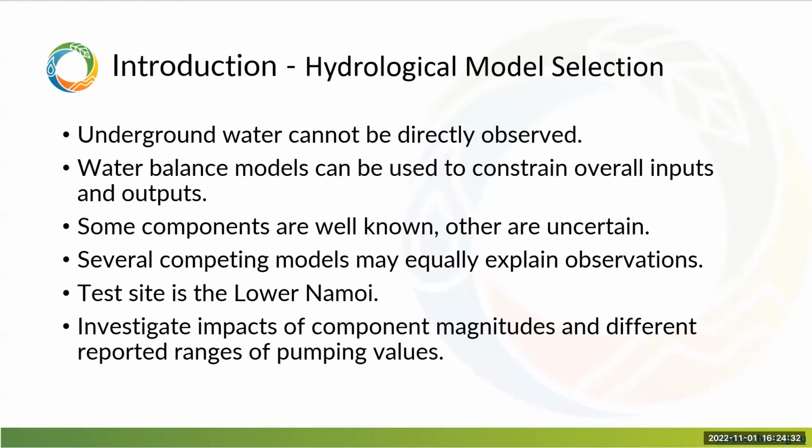For these water balances, some components are well known and agreed on, while others tend to be more uncertain. In this particular case, we used the Lower Namoi as our test site, and as well as looking at how probable different inputs were, we investigated the impacts of the different magnitudes and different reported ranges of pumping values on how probable other components were in the model.